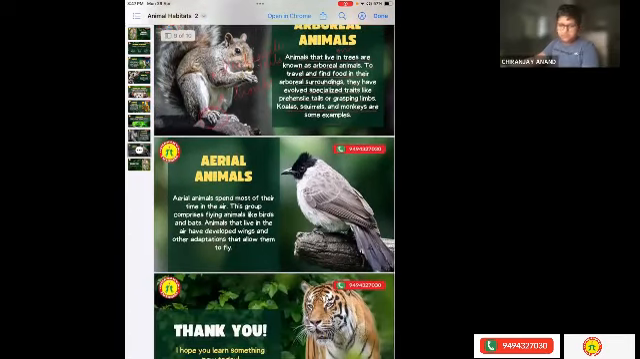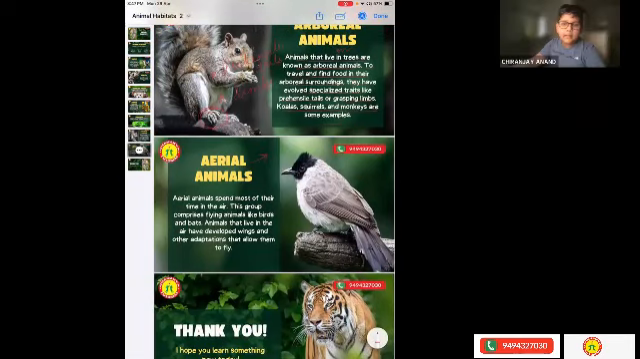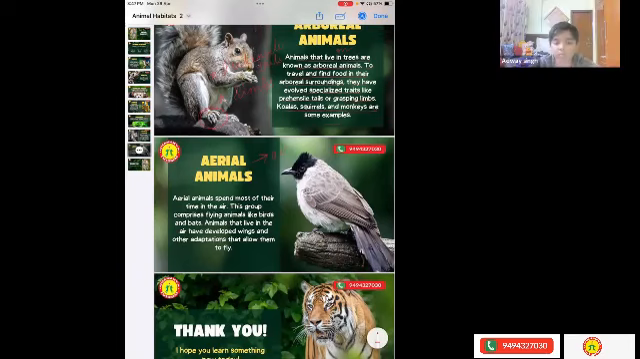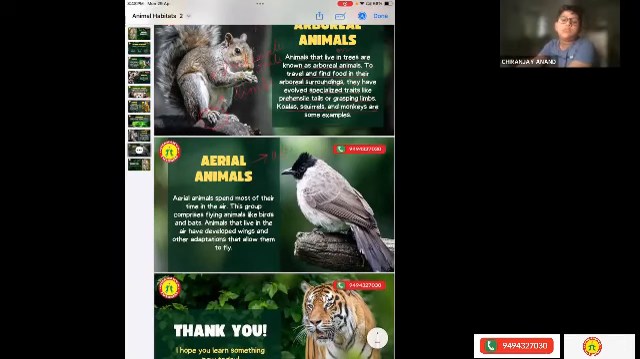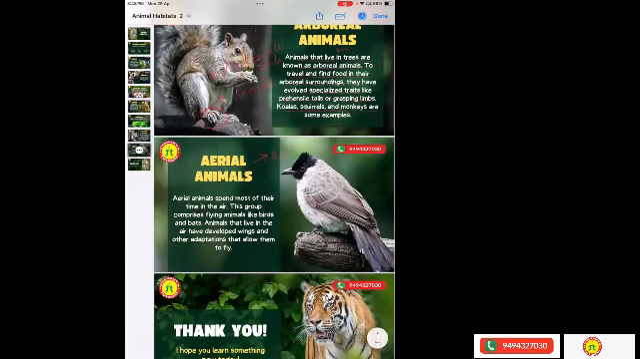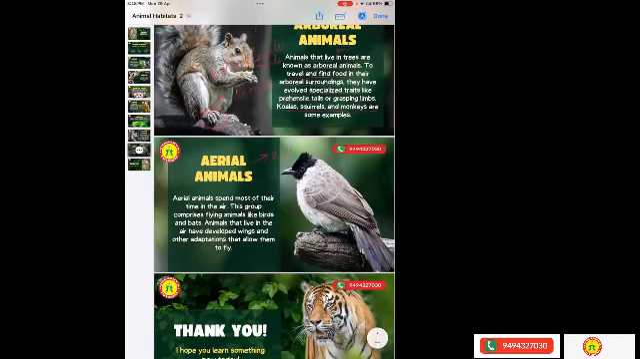Then the next one is the aerial. Who are the aerial animals? Where do they live? They mostly fly in the air. Very good. So aerial animals spend most of their time in the air. This group comprises, for example, birds. Yes, birds, correct. They include birds and bats. Bats also fly in the air, right? So they are examples of that.